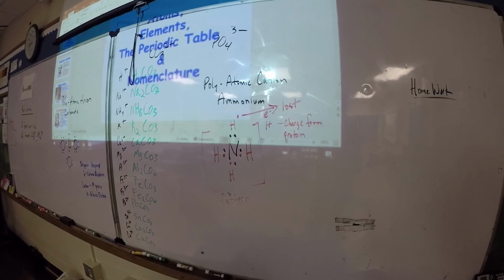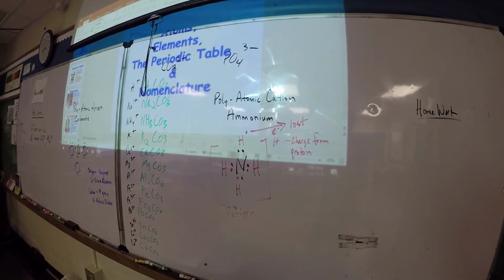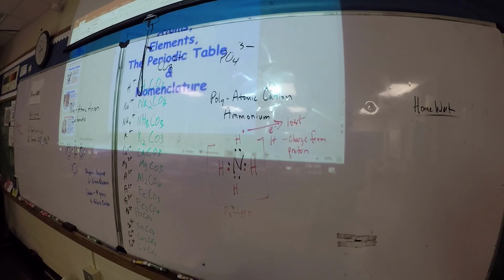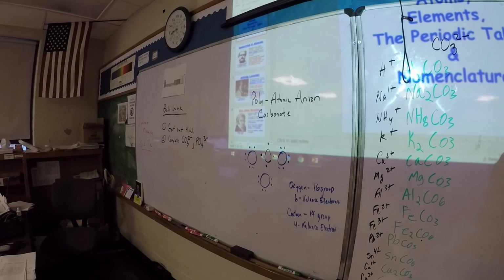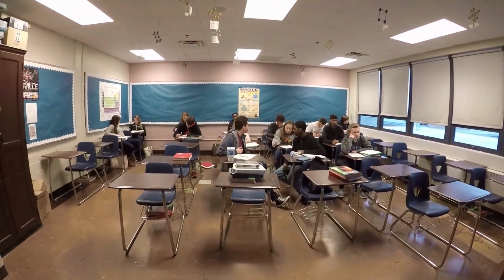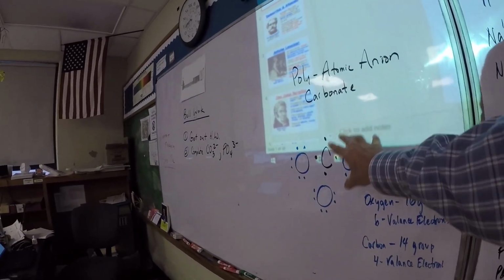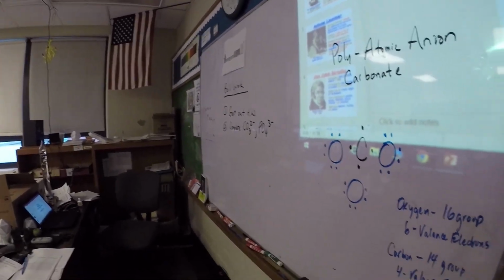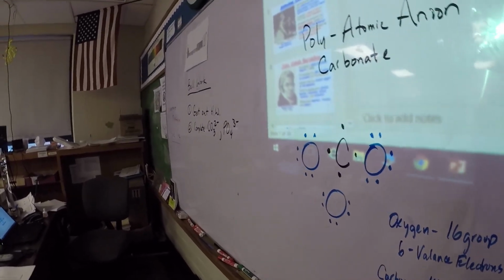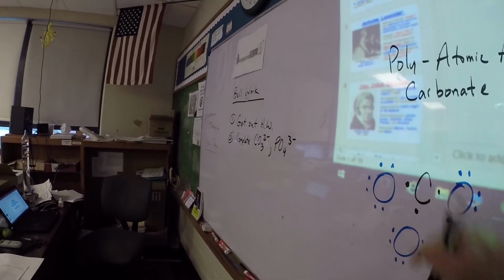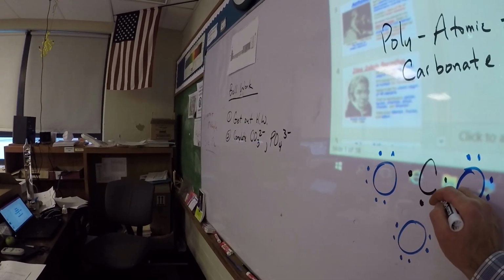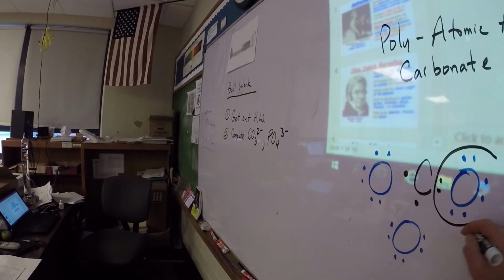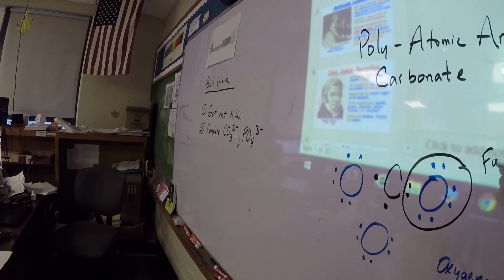Okay, just as a review from yesterday, the polyatomic cation ammonium loses that electron to form the positive charge. So today we're looking at the polyatomic anion carbonate. Now, you can notice up here that we have 6 electrons around the oxygen and we have 4 around the carbon. What's going to happen is one of these electrons from the carbon, this lone pair, is going to move down and bond with the oxygen here, because that gives us a full octet. Does everybody see that? Yep. Full octet.